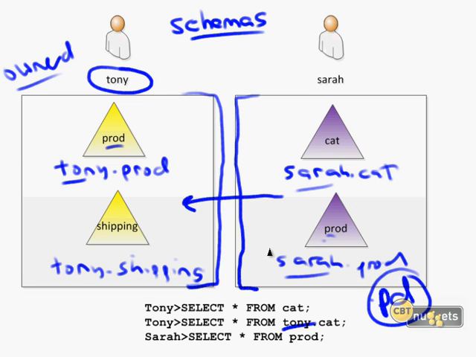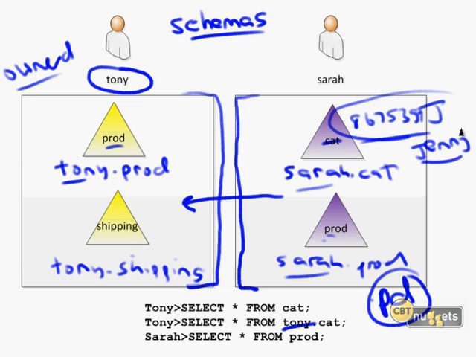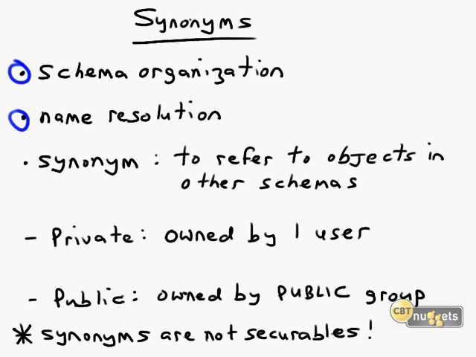You can also use synonyms to convert really wonky table names. Maybe Sarah has a table called 8675309J, if you get the pop culture reference. And to make it easier for folks to run queries against that table, she can just rename it via a synonym. The table name is Jenny, and that way folks from other schemas, and even Sarah herself, can run selects against Jenny instead of having to use this cryptic table name. All right, so back to our regularly scheduled programming.